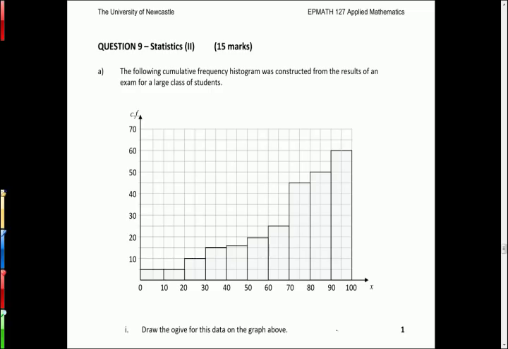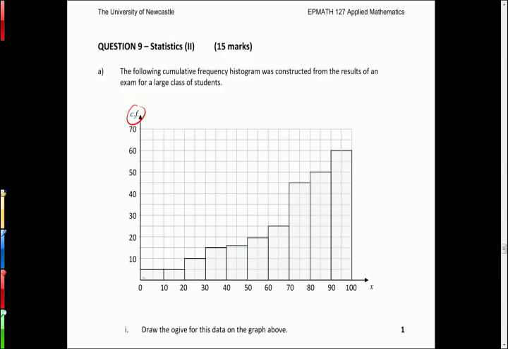Question 9, the following cumulative frequency table was drawn. Okay. Draw the ogive for this data on the graph above. Is it frequency or cumulative frequency? When it's frequency, I join the dots in the middle. When it's cumulative frequency, I go corner to corner. And this one is cumulative frequency.